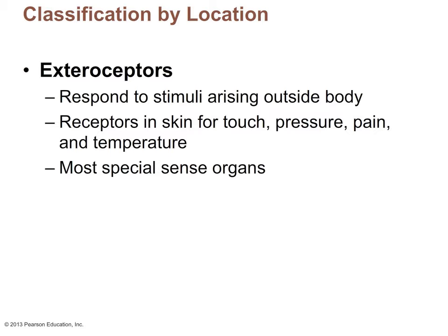First off, we're going to take a look at the classification of sensory receptors by location in the body. Starting off, we have something called exteroceptors. Exteroceptors are located towards the outside of the body, and as such, they respond to stimuli arising from the outside of the body. For example, the outside air temperature is sensed by your skin receptors. We also have receptors in our skin for touch and pressure and also pain, and these are all stimuli that are going to be arising from the outside. If you slam your finger in a door, that's an external stimulus and it's going to be detected by an exteroceptor. So most of the special senses are in fact exteroceptors, as are many of the general senses.